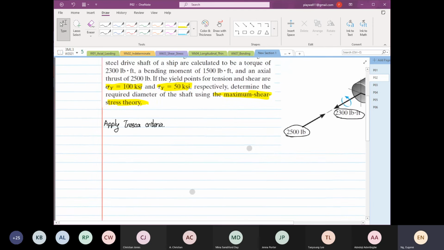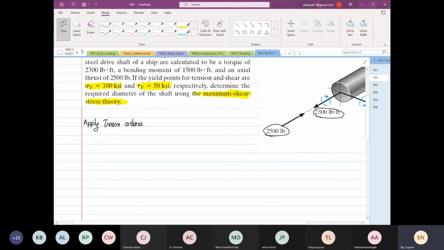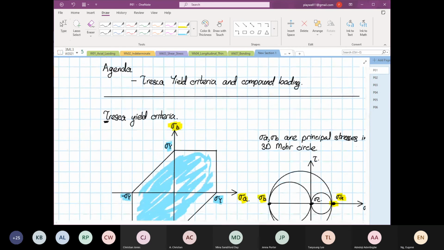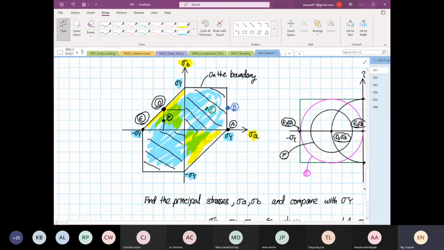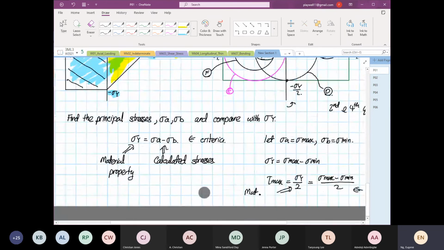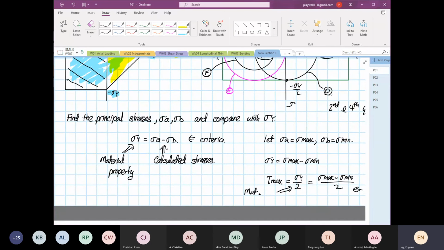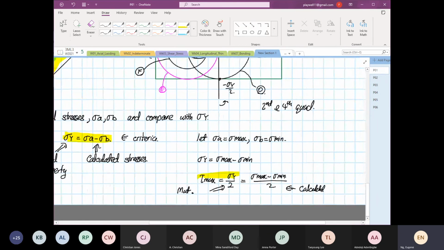So what do we mean by we have to apply Tresca criteria? Like what we have written before. These are Tresca's criteria, the mathematical expression, where stress Y must be equal to stress A minus stress B, the shearing stress. Now this is material behavior, stress U divided by 2. This is calculated. You have to confirm with the calculated, or you are in big trouble. So 2 conditions that we have to meet now.